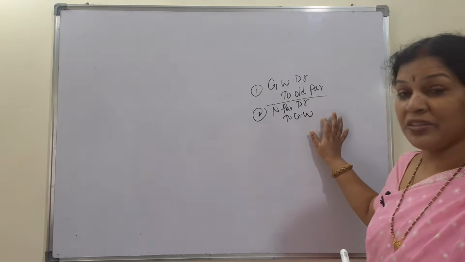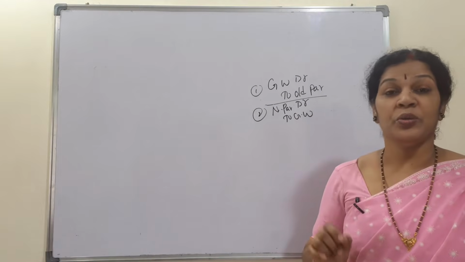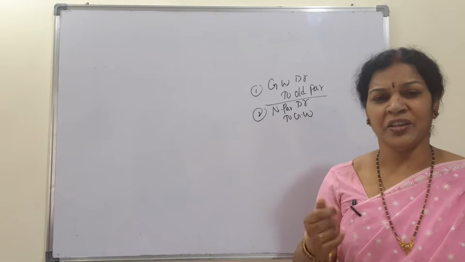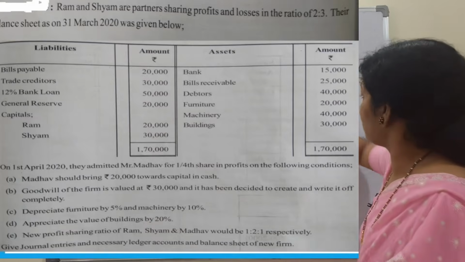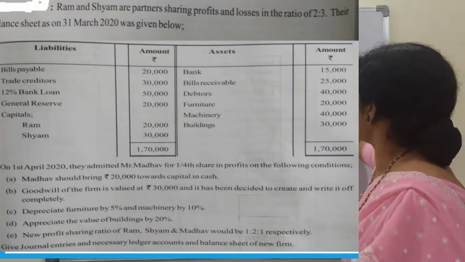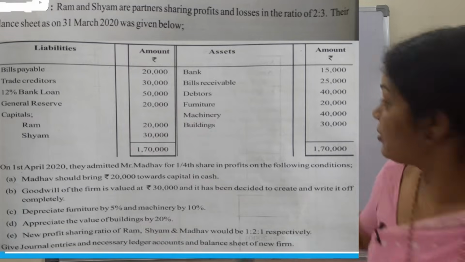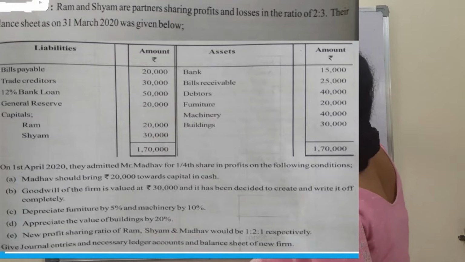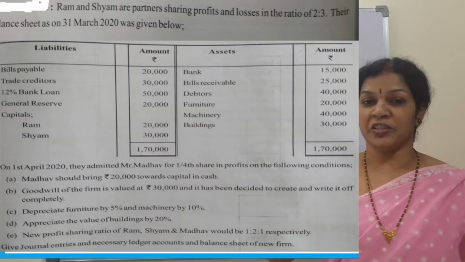And this new partner's debit to goodwill will be in the new ratio. The new ratio will be given in the problem. Are you getting it? So we'll see a problem. So where is the duster? Right. So you can see the problem on the desktop.